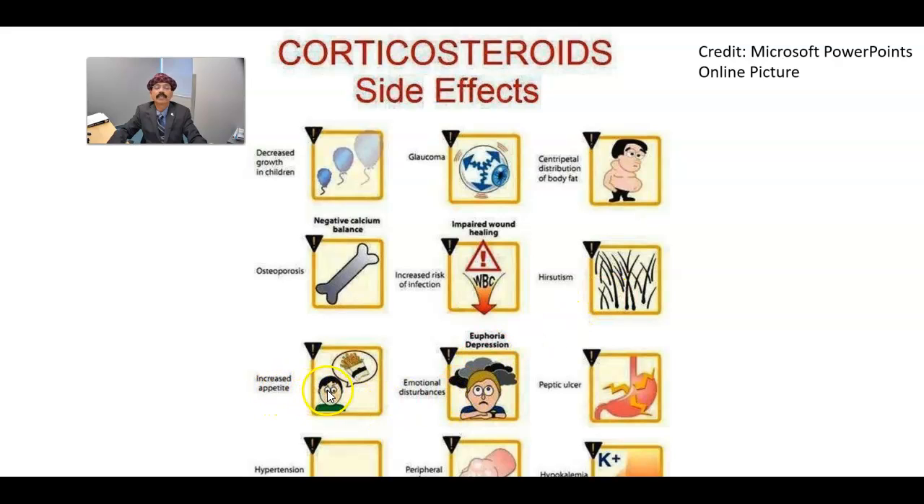Increased appetite may be beneficial to some patients, especially patients with anorexia and cancer. Emotional disturbances may be euphoria, a sense of well-being. Depression may have suicidal thought. Peptic ulcer formation, there may be perforation of the stomach or first part of the duodenum. There may be peritonitis. And blood pressure may go up. There will be peripheral edema. And there will be hypokalemia. Potassium may be low.